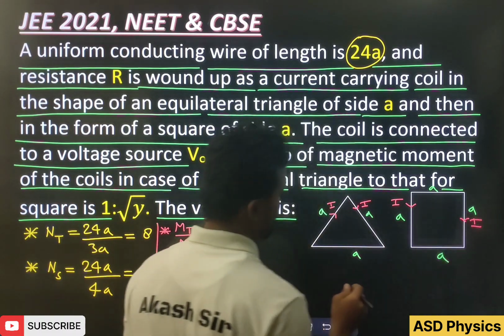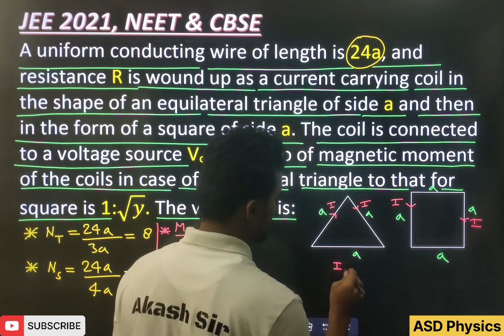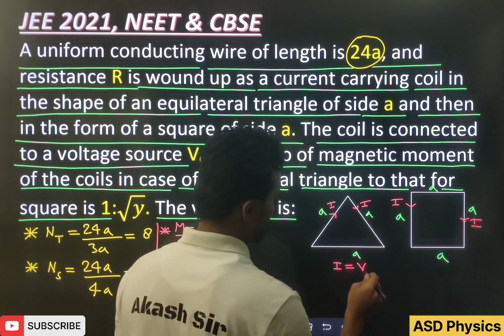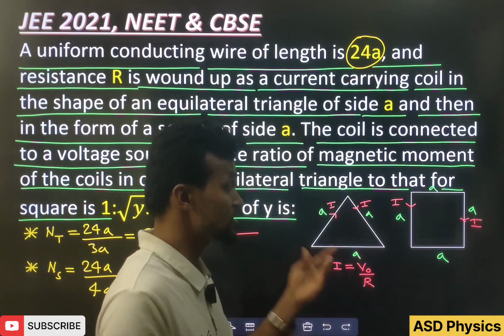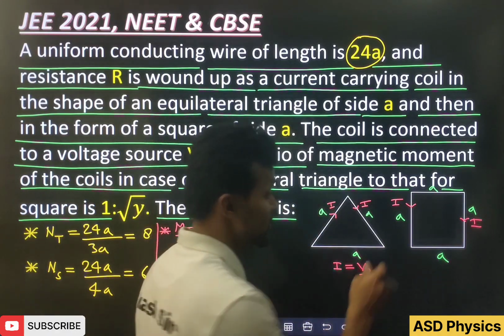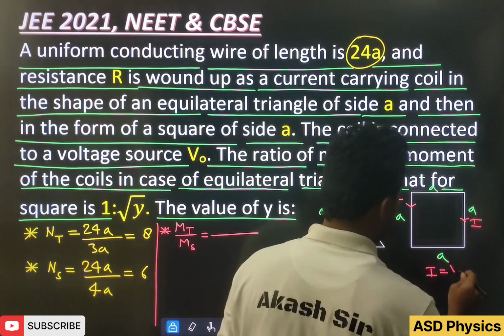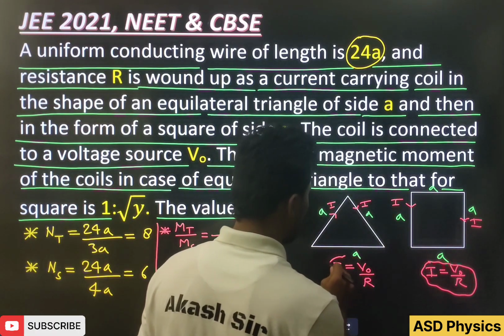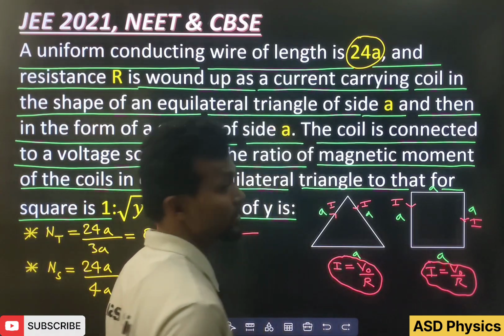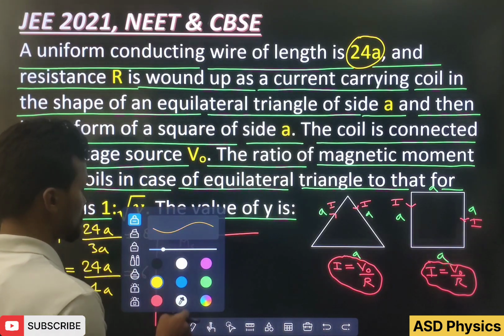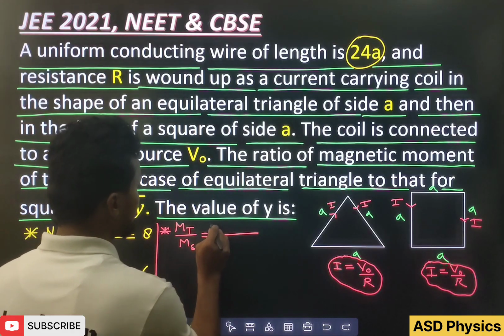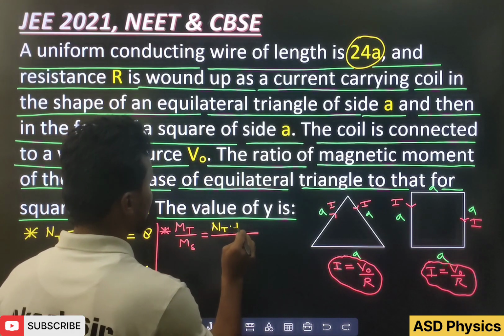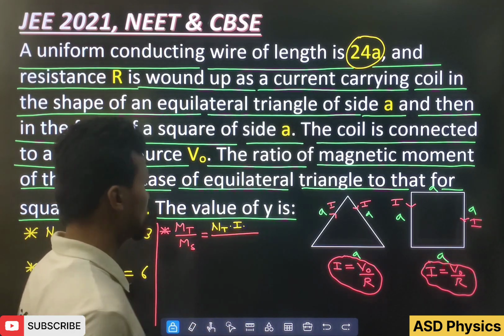Why am I telling here I? Because in this situation, this I will be V0 by R, because this coil is connected to the battery. Resistance of the total wire is not going to change. Here also this I will be V0 by R only, because this square turn and this triangle turn are connected with the battery. So current will be the same. Even you can write V0 by R also.